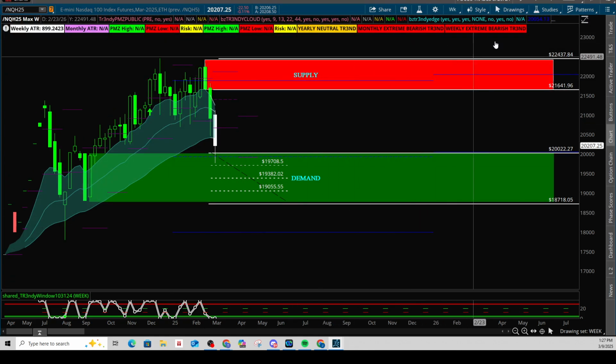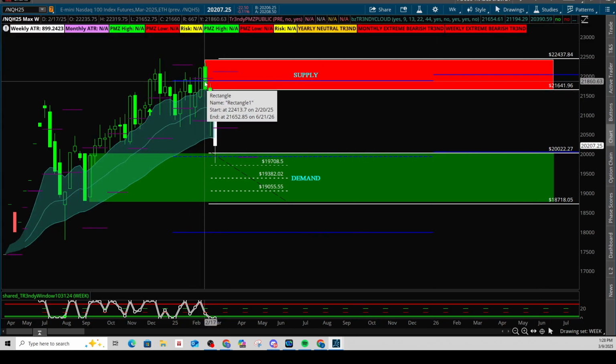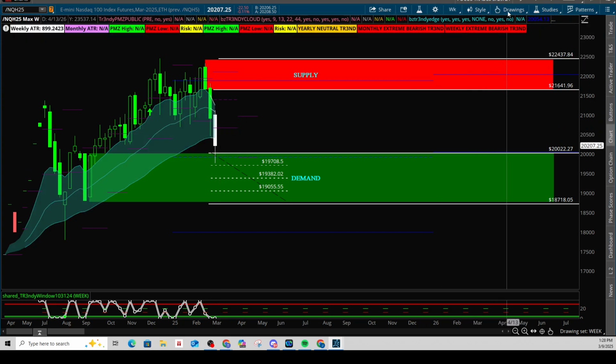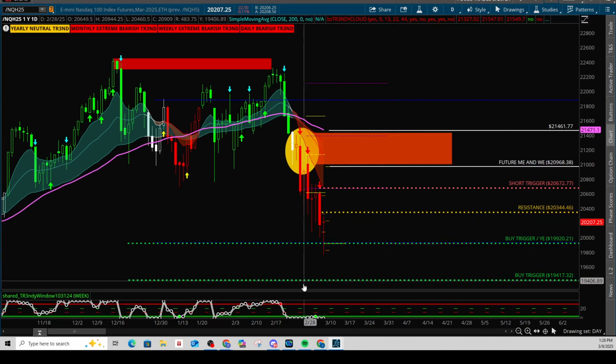So these are our major zones. That's all I really want to talk about on the weekly. You can see that, as far as this chart is concerned, we have gone from green to white, which is kind of a neutral play. Let's go into the daily.